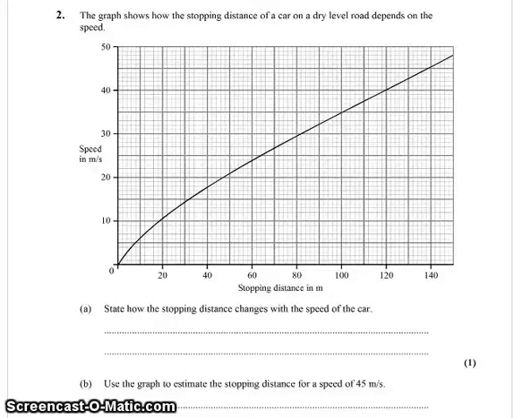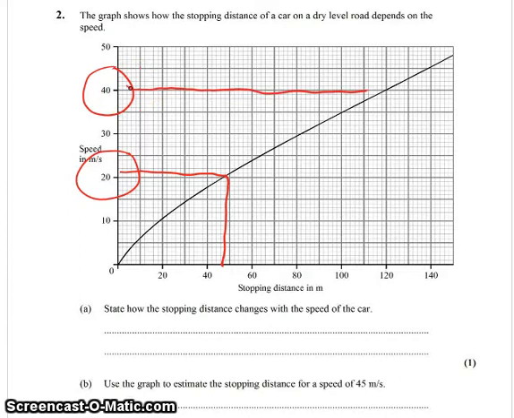Okay, let's have a look at question 2. So we're looking at how the stopping distance of a car depends on its speed. Part A says state how the stopping distance changes with the speed of the car. So let's compare two different speeds. At a speed of 20 meters per second, the stopping distance is just under 50 meters. While if we increase the speed to 40, the stopping distance also increases to 120 meters.